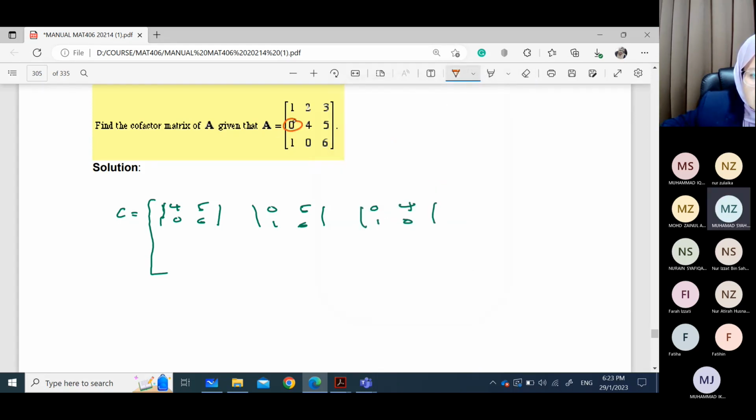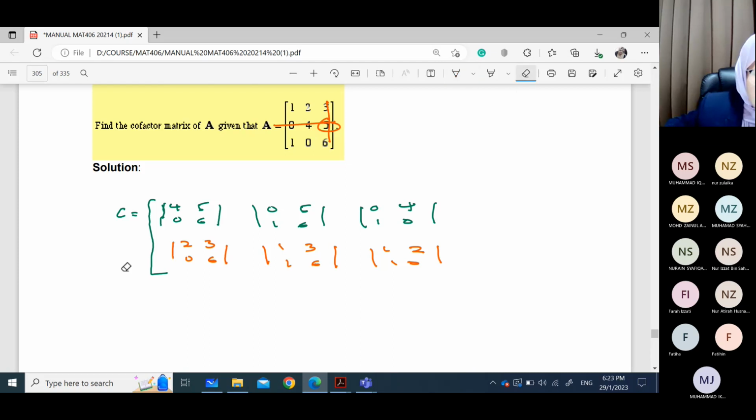Second row. 2, 3, 0, 6. Okay. Now, this one, 2, 3, 0, 6. And next, 1, 3, 1, 6. Last one, yang ini, 1, 2, 1, 0. Yeah, 1, 2, 1, 0.